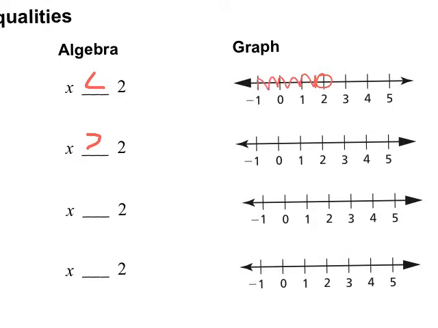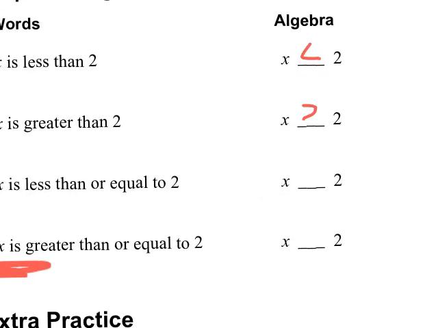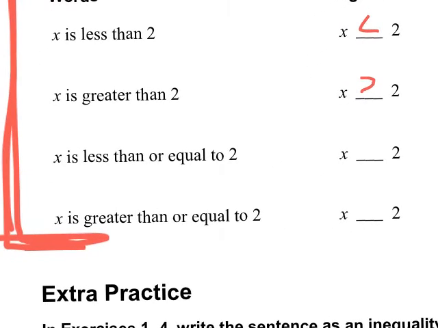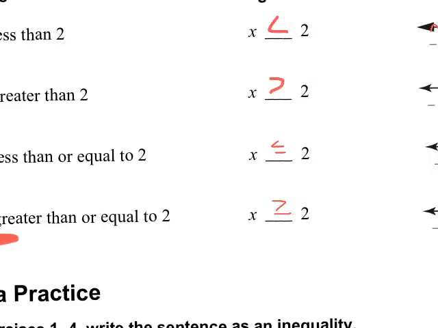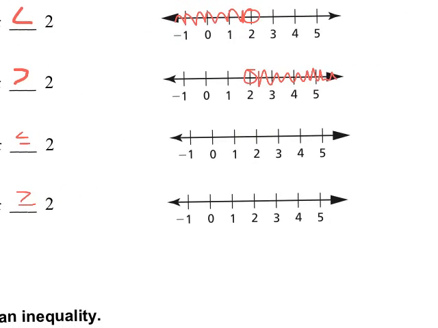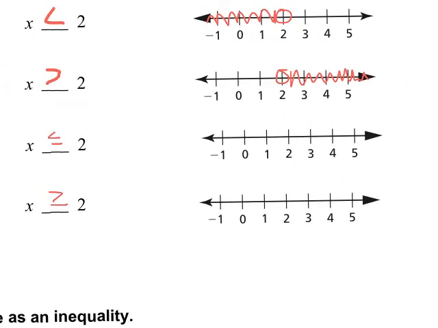There we go, smaller than 2. Another open dot at 2. This one says x is bigger than 2, so I'm coming over to the right-hand side. Okay? Then we get to the equal to part, and that's where we have the equal to line, right? So x is less than or equal to, x is greater than or equal to. And then on my graph, those would be the closed dots. Okay, so closed dot at 2.